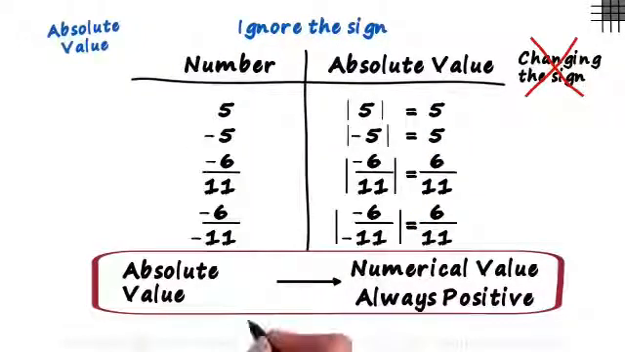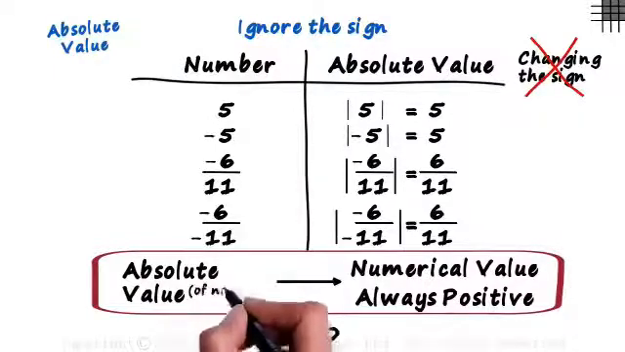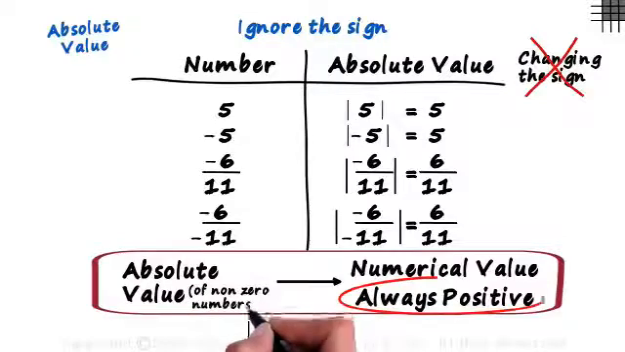What's the absolute value of 0? Well, it's 0 and it's not positive. I think we need to modify what we said earlier. We should correctly say that the absolute value of non-zero numbers is always positive.